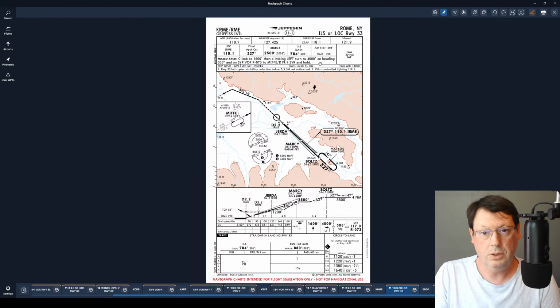This section here is called the notes. It's going to give you any pertinent information, any special things you need to understand in order to be able to fly the approach or the missed. Or actually, I'm sorry, this is the missed approach right here. So this gives you all the missed approach information.